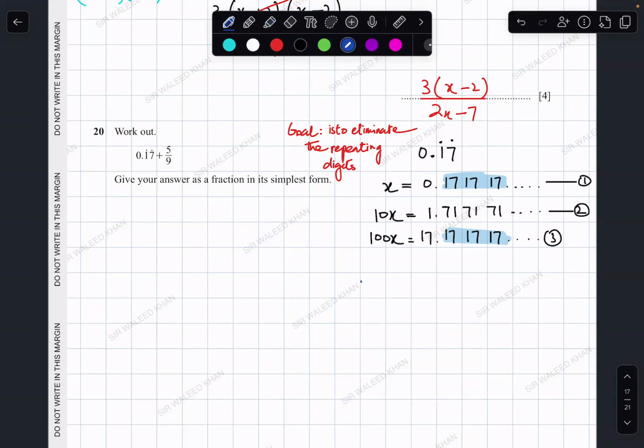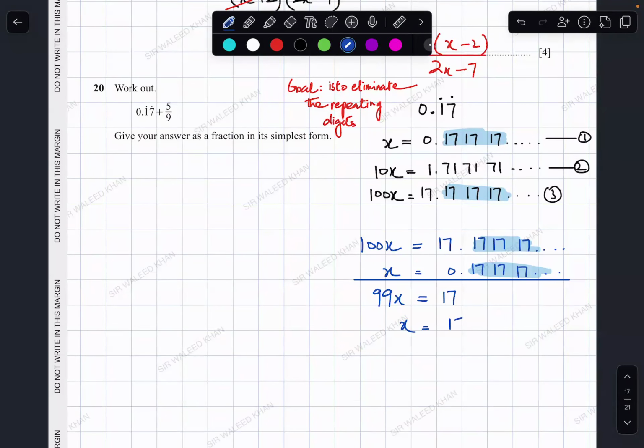This will be 100x is equal to 17.171717, and x is equal to 0.171717. And there you go. Our goal is achieved. I got rid of this. When I subtract them, you will be left with 99x and 17 over here. So x is equal to 17 by 99. This is how you convert a recurring decimal into a fraction, algebraically.